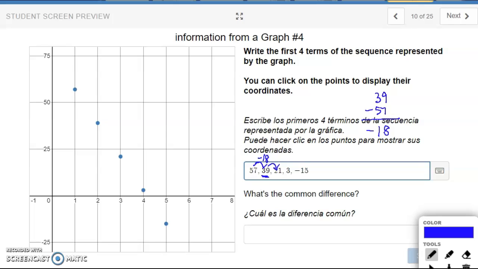To go from here, if I subtract 18 from here, do I get 21? Yes, I do. If I subtract another 18, do I get 3? Yes, I do. And that seems to be the constant. So what is the common difference? I figured it out to be negative 18.